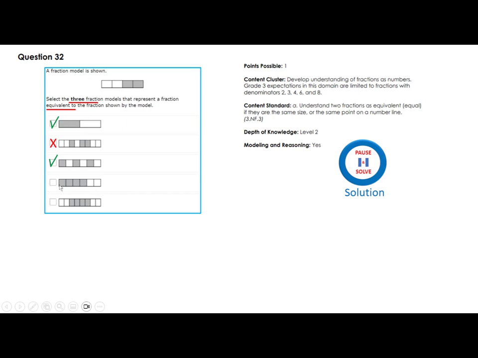Is this 1/2? Does this look 1/2 to you? Obviously, no. Does this look 1/2? Let's see, 1, 2, 3, 4. 4 out of 8, yes. And they're asking you to find 3 fractions. 3 fractions.